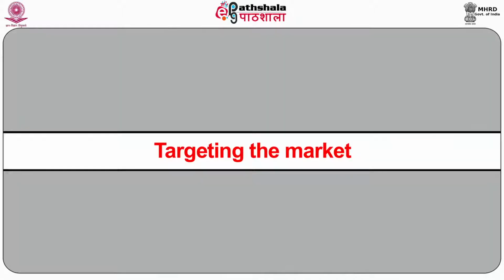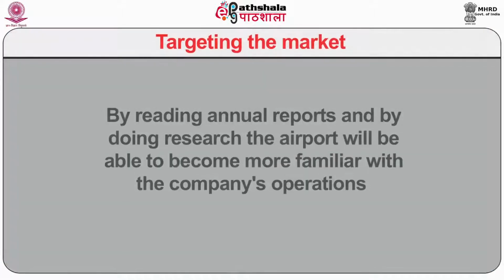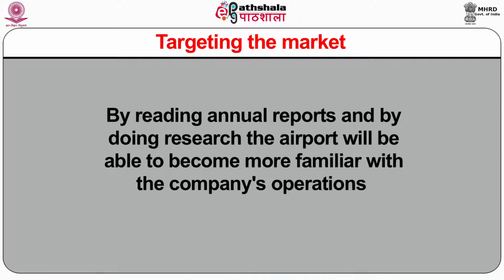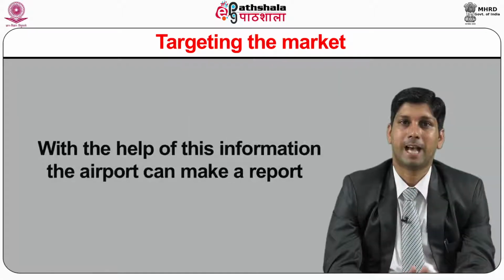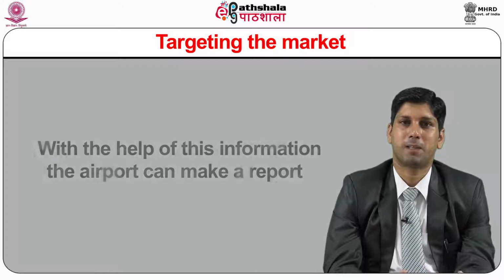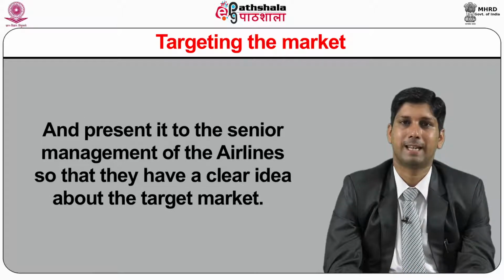Then there is targeting the market. When the air cargo marketing plan determines that there is a need for a profit strategy to target specific carriers, this can be achieved by providing detailed analytical information that supports the viability of establishing the operation at a particular airport. By reading annual reports and doing research, the airport will be able to become more familiar with the company's operations and to determine its goals and philosophy, so that it can expand the business with them in future. With the help of this information, the airport can make a report and present it to the senior management of the airlines so that they have a clear idea about the target market.